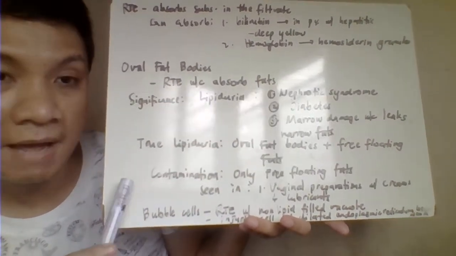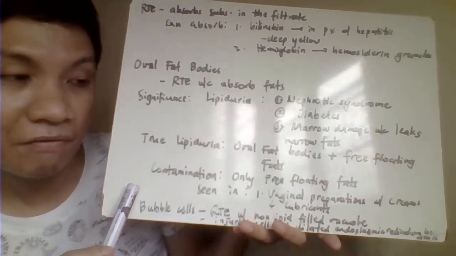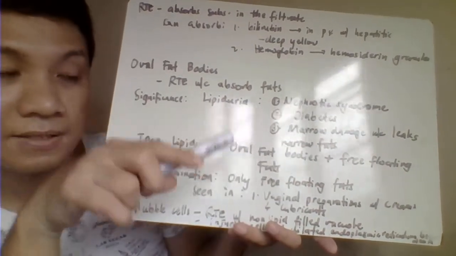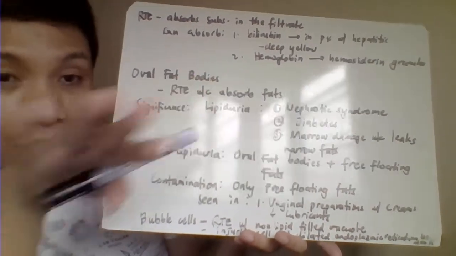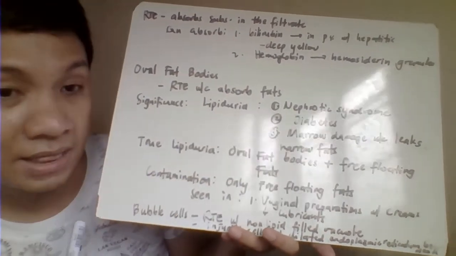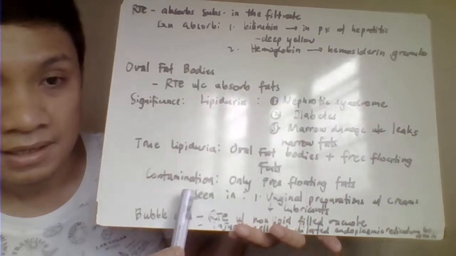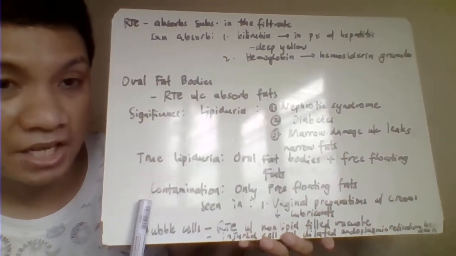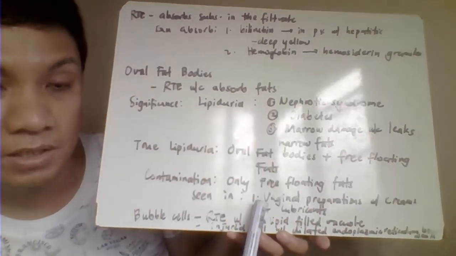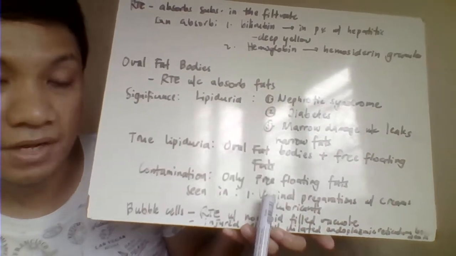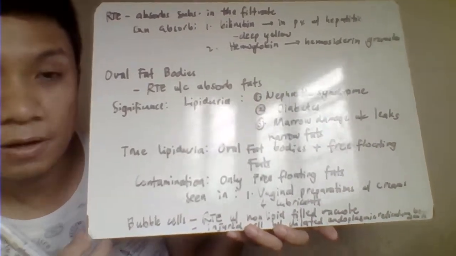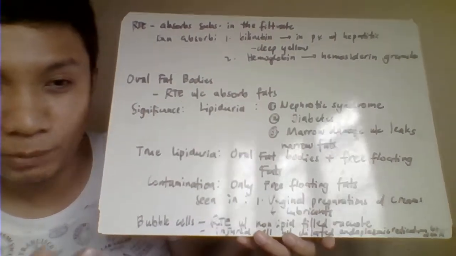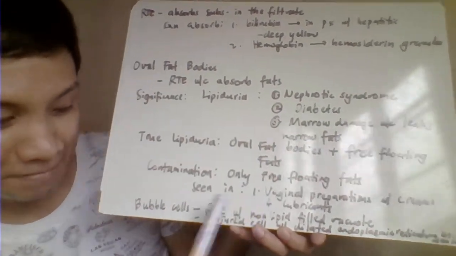In the case of contamination, so free-floating fats only, meaning they are on top. Because the free-floating fats, usually we see them on the upper surface of our urine, right, and that would signify contamination. Like in the case, for example, where the patient has vaginal preparations, because they used vaginal creams, lubricants, and I don't know for what purpose.